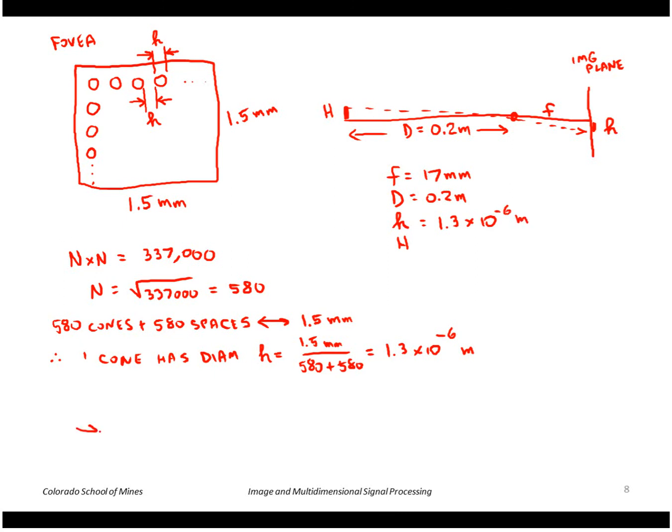Now we can use our similar triangles to calculate what big H is. Using big H over D is the same as little h over F, so big H is equal to D times little h over F. And that comes out to be 15.3 times 10 to the minus 6 meters, or converting that to millimeters, 0.15 millimeters. So that's the minimum size of a dot on a page that would be 0.2 meters away from your eye.